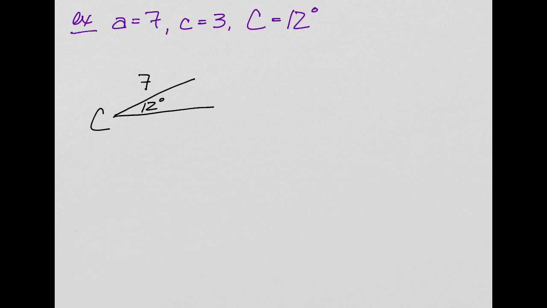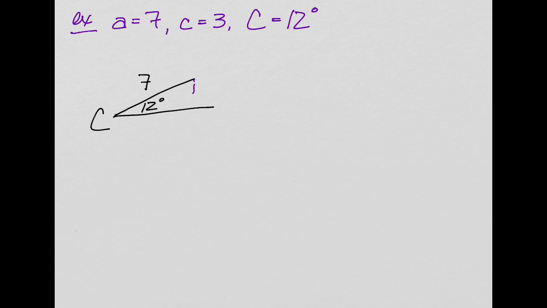Does it fit at all? One thing I can tell for sure is that my opposite side is not longer than my adjacent side. It's shorter, so I don't have one triangle. Well, I guess I could have one triangle if I have a right angle. But I might have two, or I might not have one at all. How do we tell? We find the height.